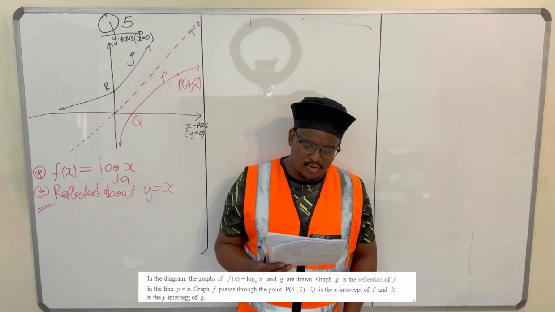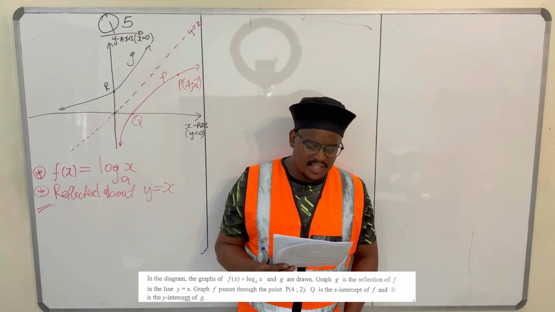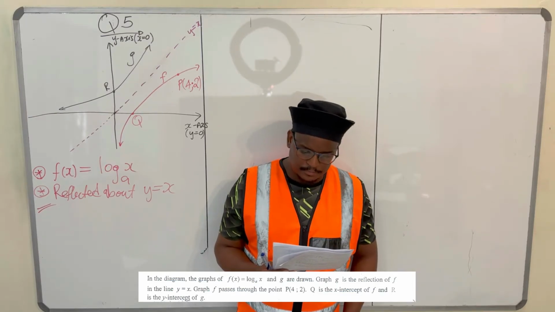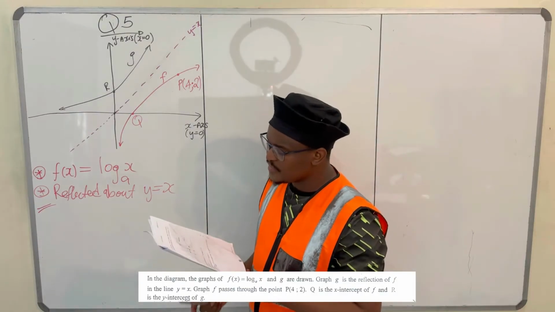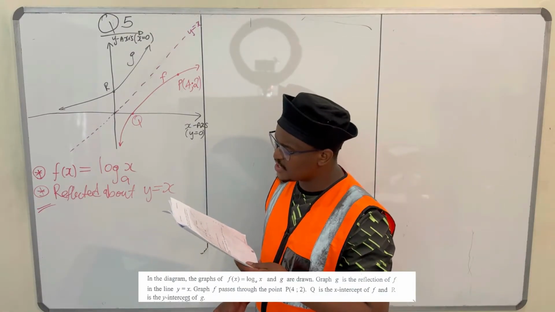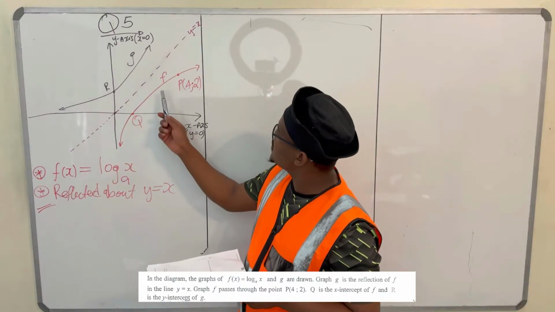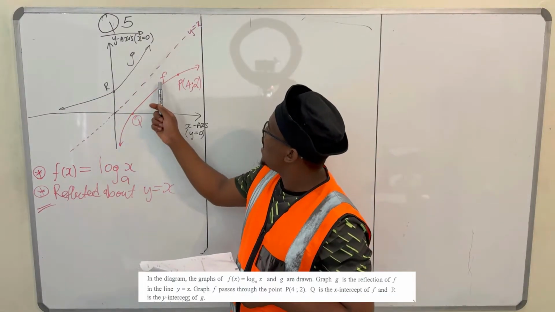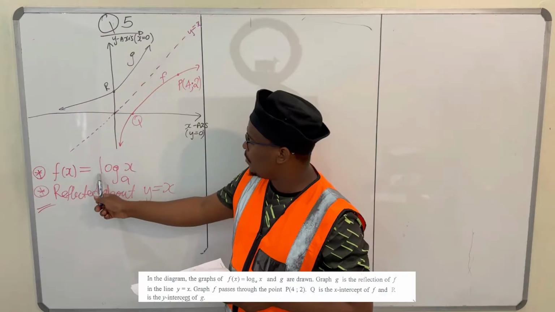Graph G passes through the point P. Q is the x-intercept of f and R is the y-intercept of G. So let's look at this. They are saying you are given two functions, the function f and g. So here's f and here's g. And the equation of f is in this form, right?